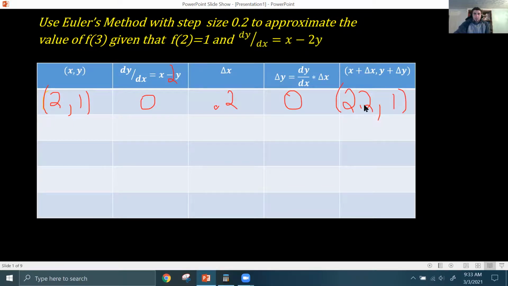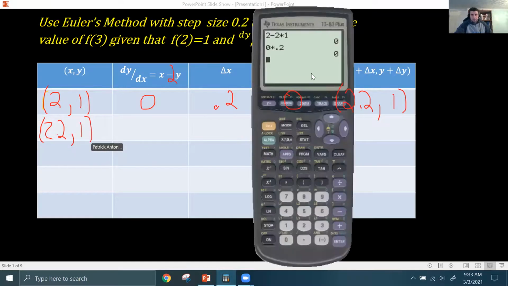Notice the x value is 2.2 because we've gone a step size of 0.2. You take this point and just copy it down to the next line, and that becomes your new starting point. And this is usually when things begin to get interesting. So we take the x value, 2.2, minus 2 times the y value, because that's the formula for this slope, and you get 0.2.